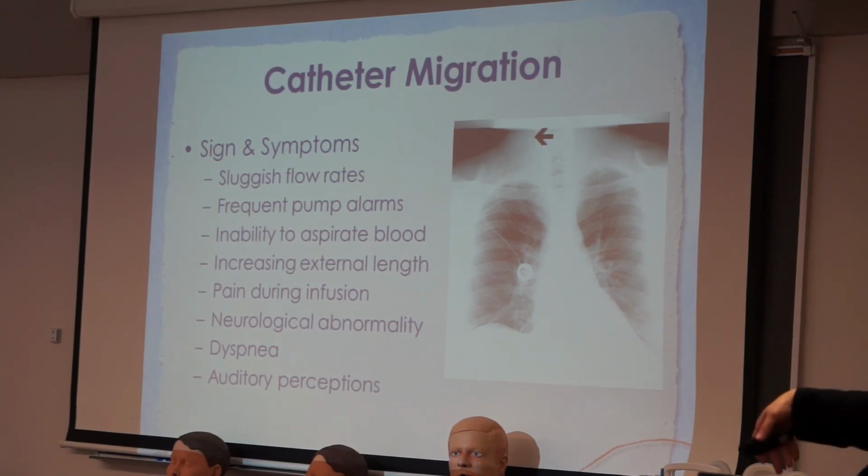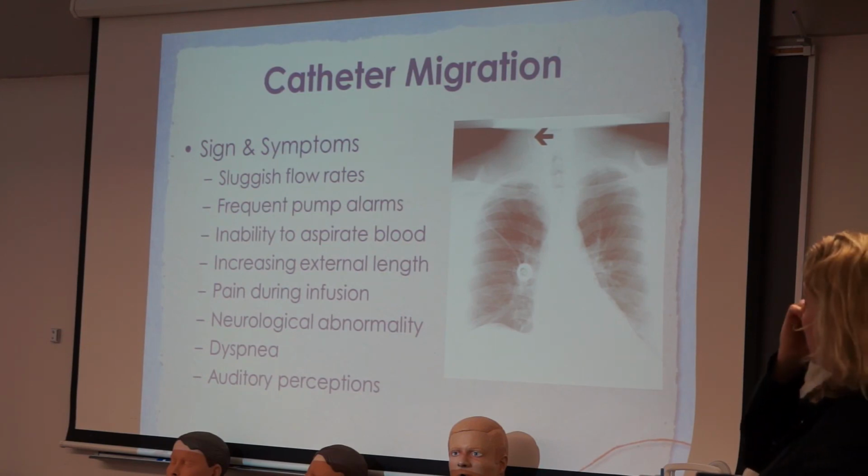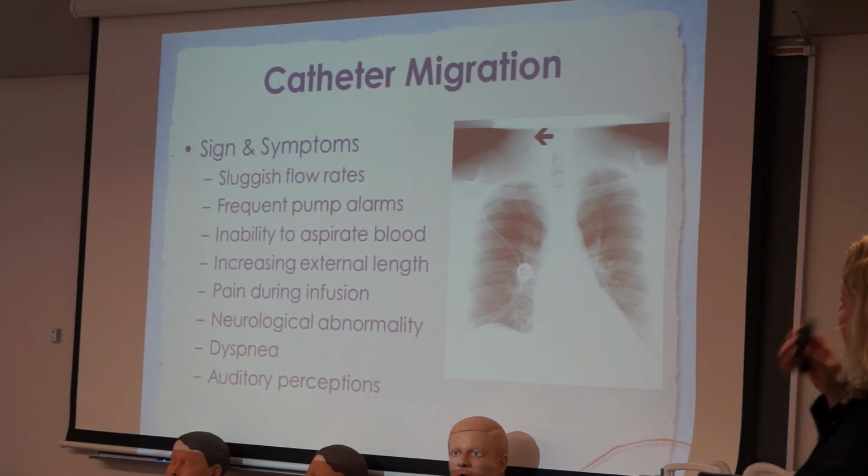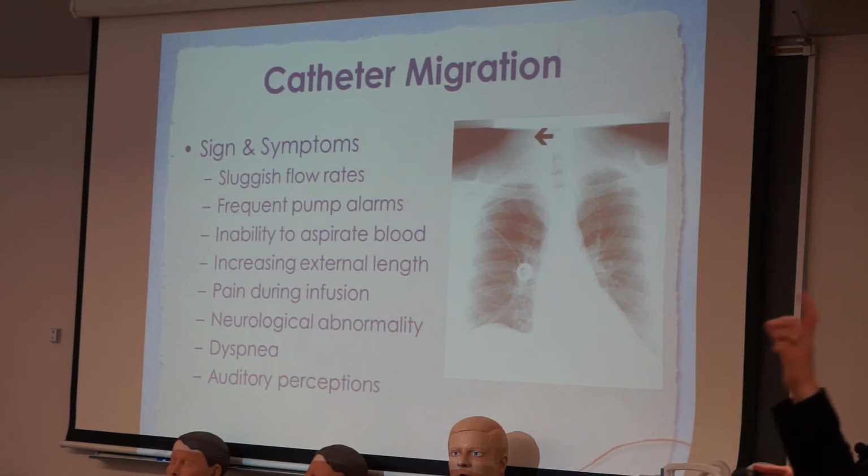So what you're going to look for is sluggish flow rates, again, inability to aspirate blood. What's your length? Is it as long on the outside where the insertion site is as it's been, or has it gotten longer? So you should know where it is, and if it looks like it's pulling out. Is it pain when you're getting infusion? Are they short of breath?